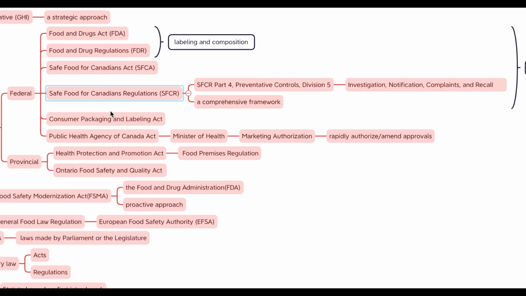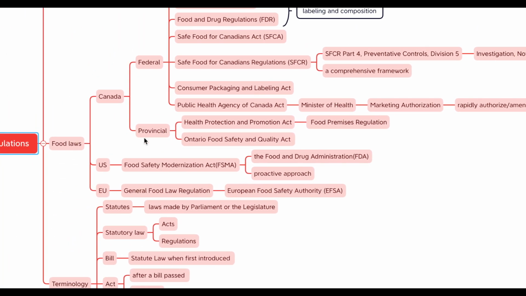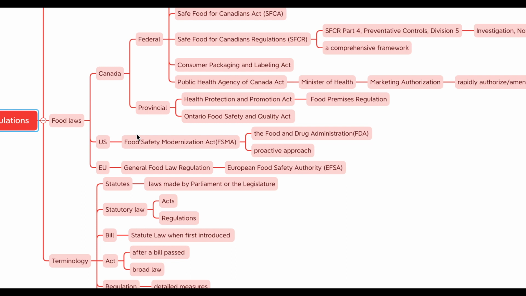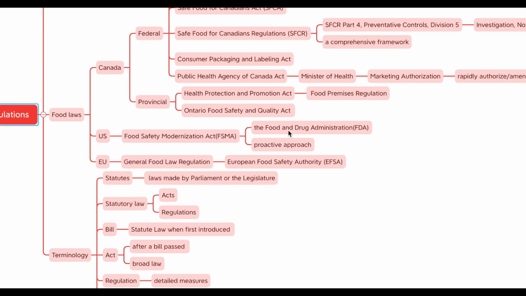Okay, and then let's move on to talk about the food laws in other countries. So first, let's look at the U.S. In the U.S., the Food and Drug Administration, which is FDA, everybody knows them, established a system known as Hazard Analysis and Critical Control Point, HACCP, for the seafood industry in 1995. And in 2011, the Food Safety Modernization Act, FSMA, was passed, emphasizing a proactive approach to preventing food safety issues.